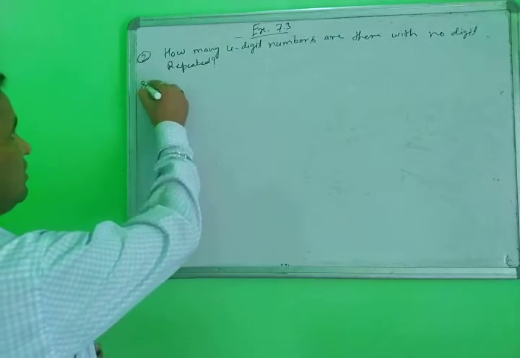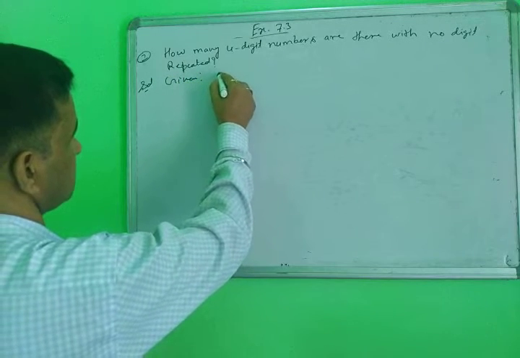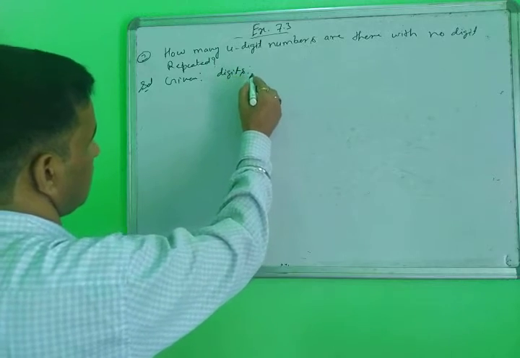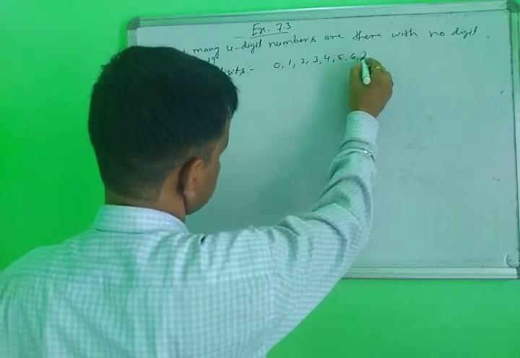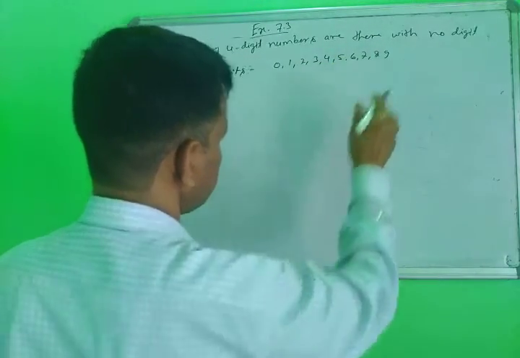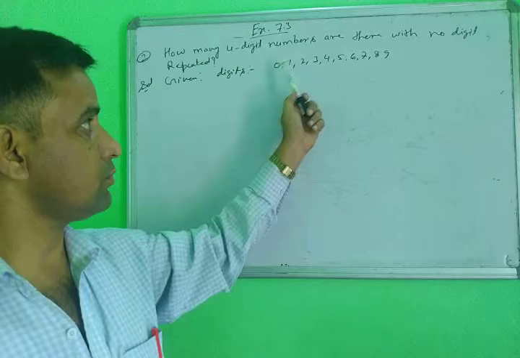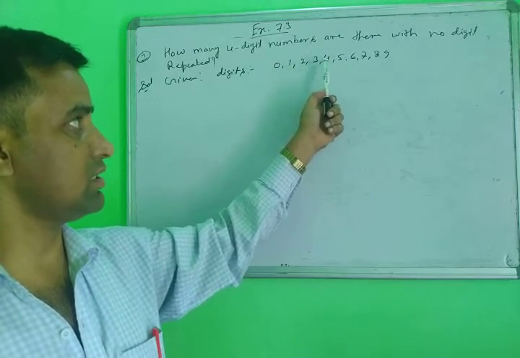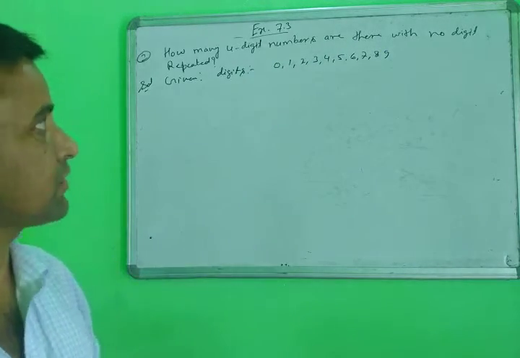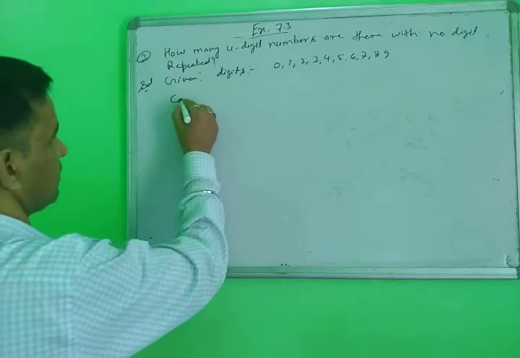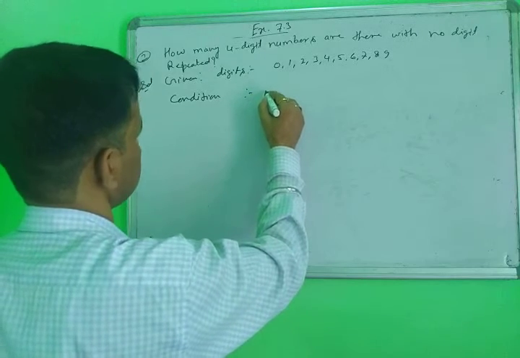Now solve the question here. The given digits are 0, 1, 2, 3, 4, 5, 6, 7, 8 and 9. Since the digits are not specified, you take all the digits 0 to 9. And the next condition given is no digit repeated.